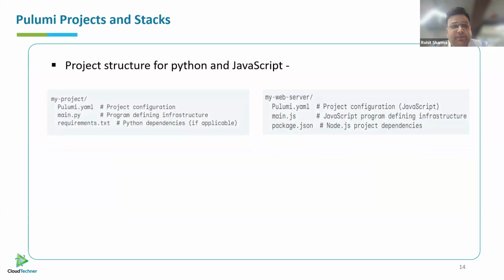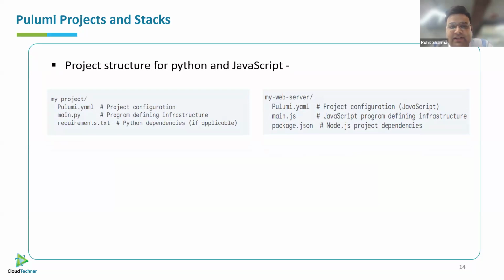Now here you can see the structure of the Python and Java projects. So first picture, you can see my project. It is the directory, and the pulumi.yaml file is the project configuration file. Main.py is the file where the infrastructure code is written in Python language, and requirements.txt is the Python dependency file.